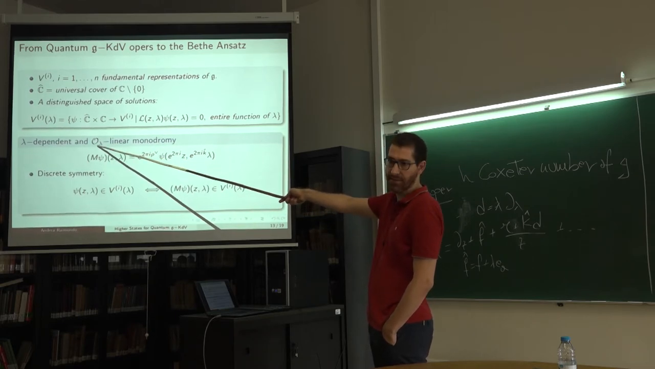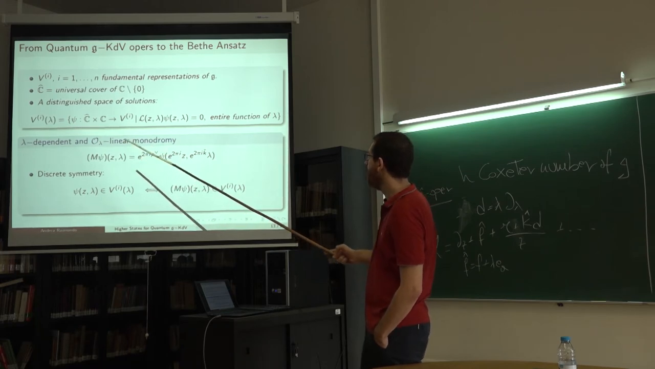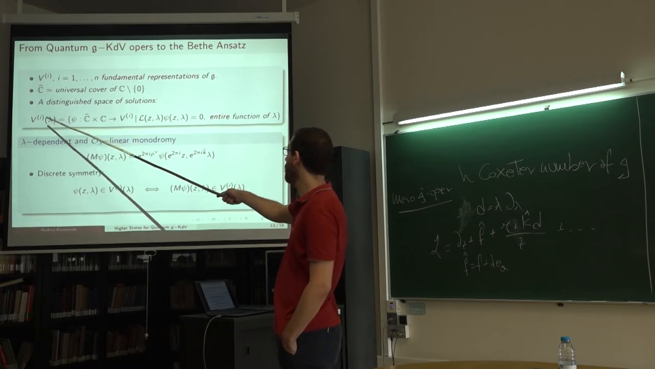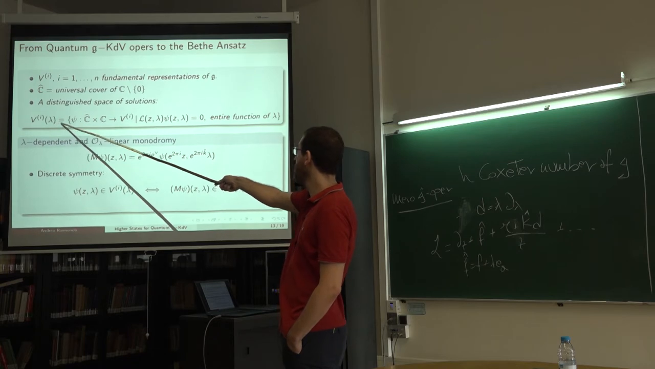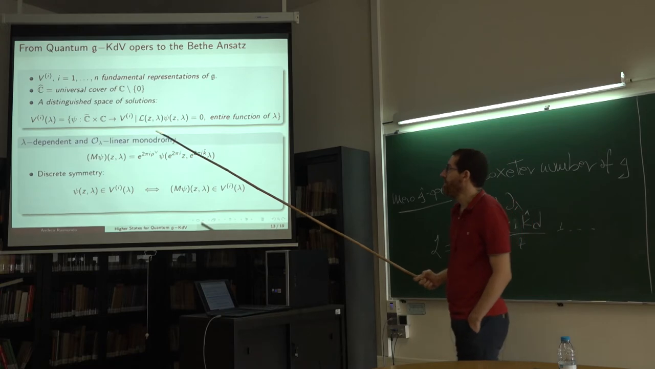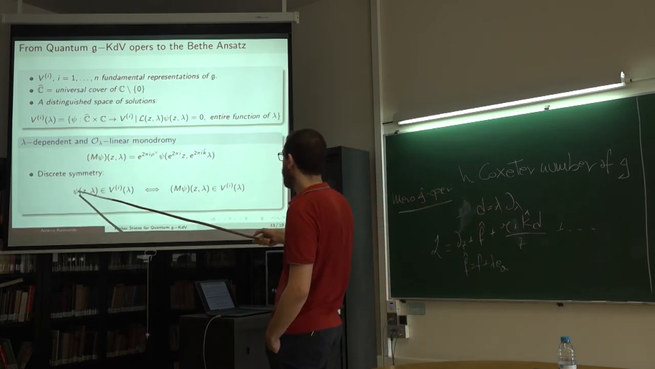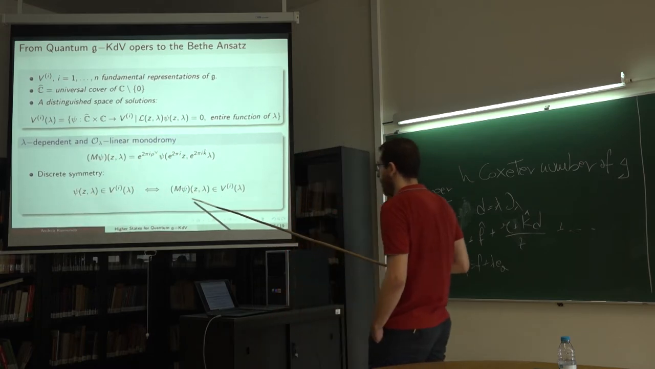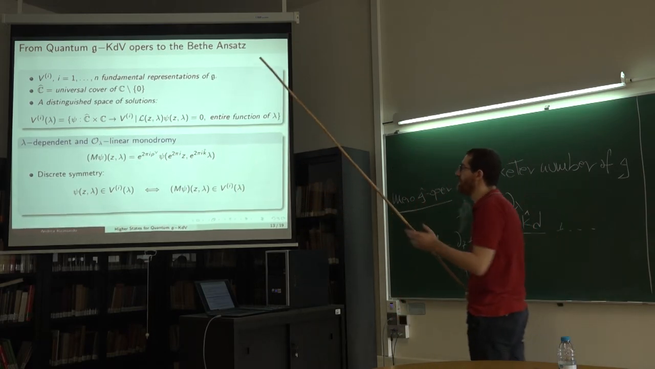And with this definition of monodromy, which by the way is all linear, holomorphic functions in lambda, this is a module over entire functions of lambda. Okay, it's an infinite dimensional space, but it's a free module of rank n, the rank of the algebra, and you have a discrete symmetry. So if psi belongs to this space, then with this definition of the monodromy, you get again a solution in the same space.